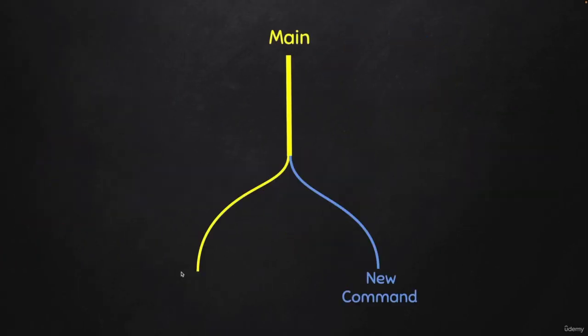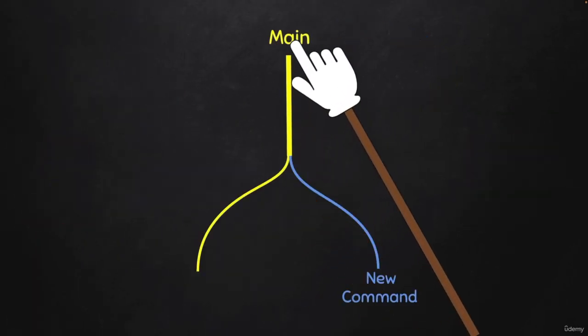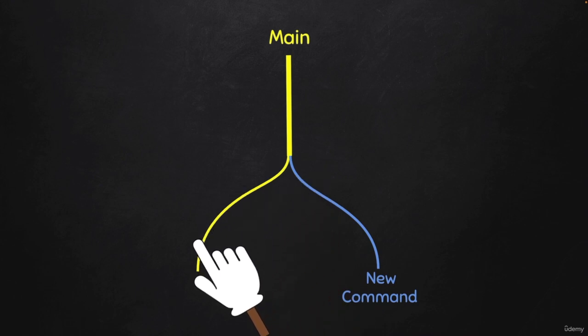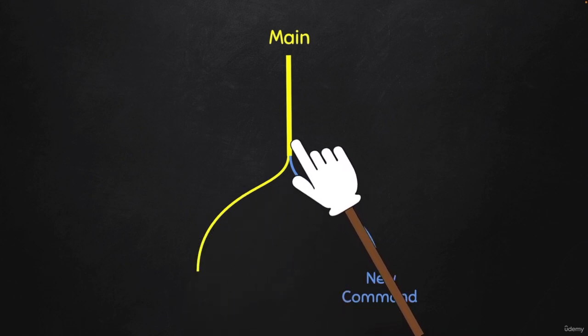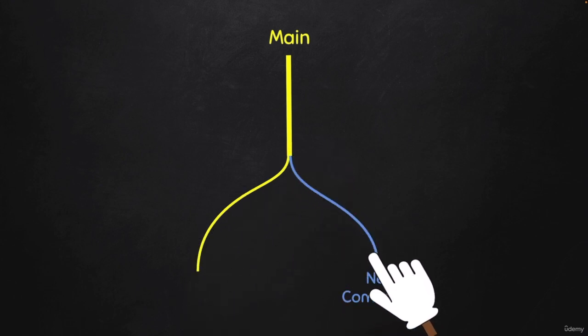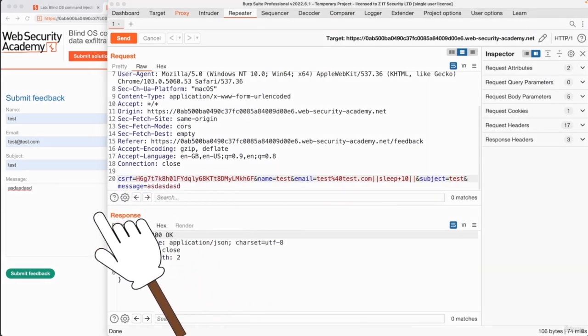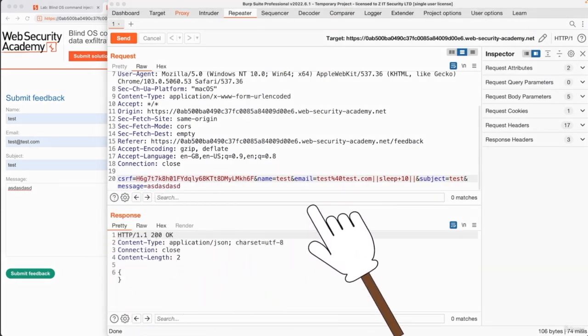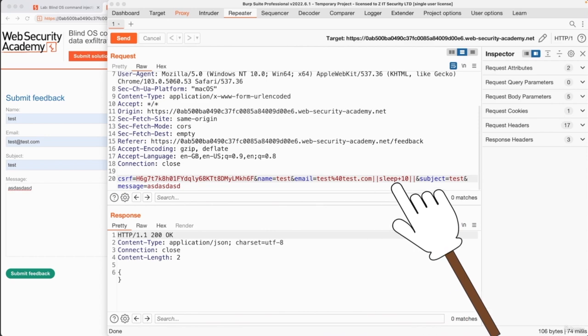And that is because, as I mentioned earlier, this application is continuing to run in the main thread, and the command that I'm injecting, the sleep for 10, is being executed in the background. And therefore, there are no clues for me in here to tell me that my command got executed.